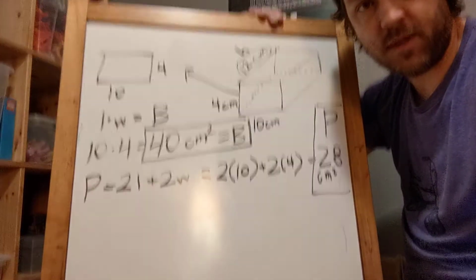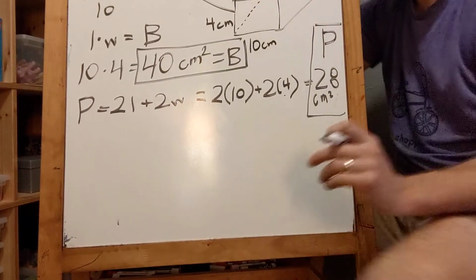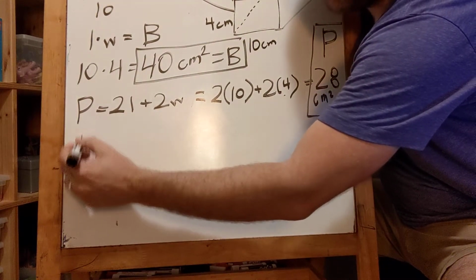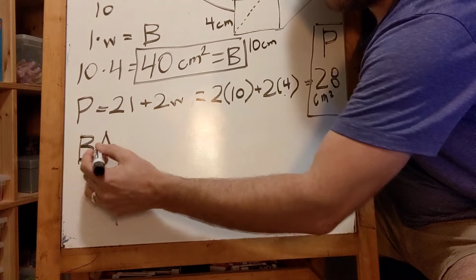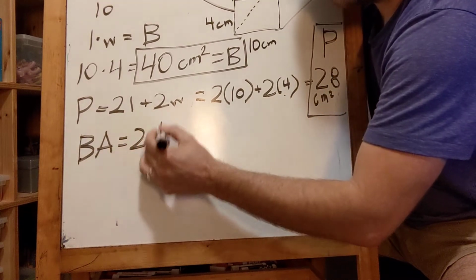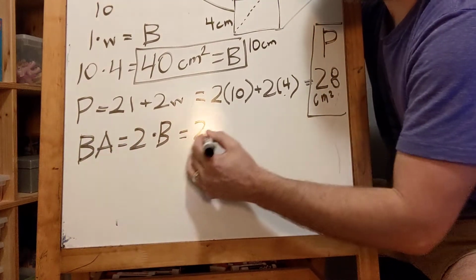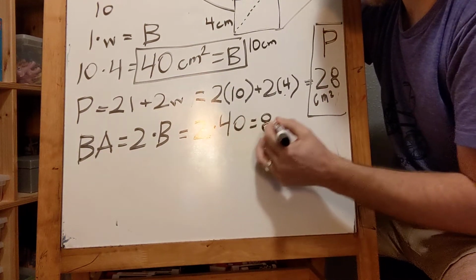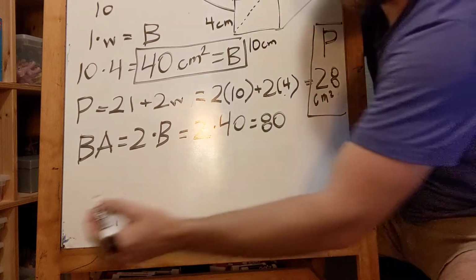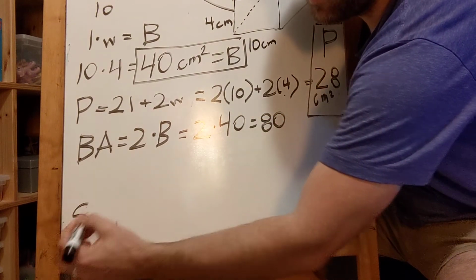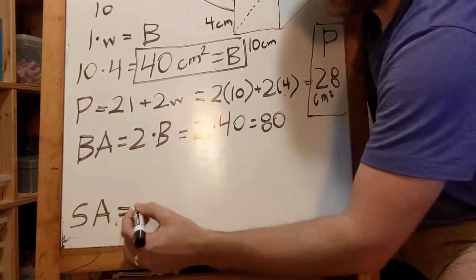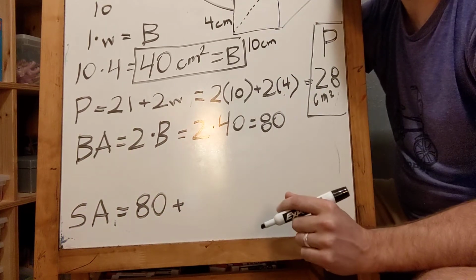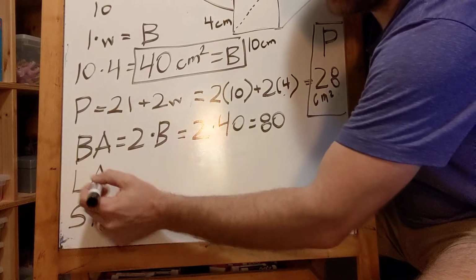I'm going to move this down a little bit for us so you can see the whole thing. So now I'm going to say, okay, the base area, the BA value, is 2 times B, which for us is 2 times 40. So it's 80. Okay, so that's my BA. So I'm going to write surface area down here and say we know that surface area is 80 plus something else. And that something else is the lateral area.